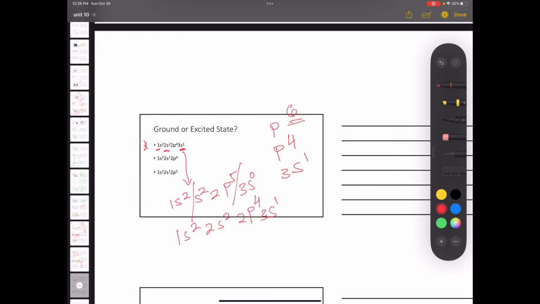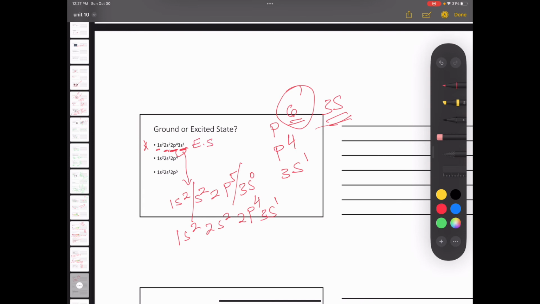Which is really not what we normally expect, because we know that the p orbital in the second principal energy level has to be completely full to maximum capacity with 6 electrons before going into the 3s orbital, correct? Which means that this electron on the p orbital has been excited, gained more energy, and gone to position itself in the third principal energy level. So this one is an excited state.